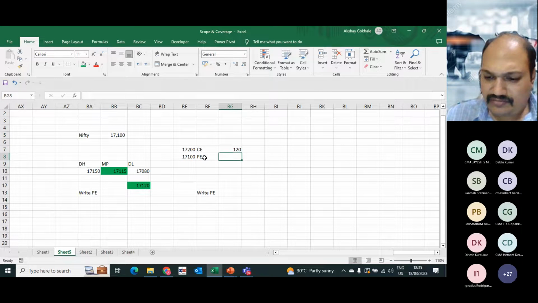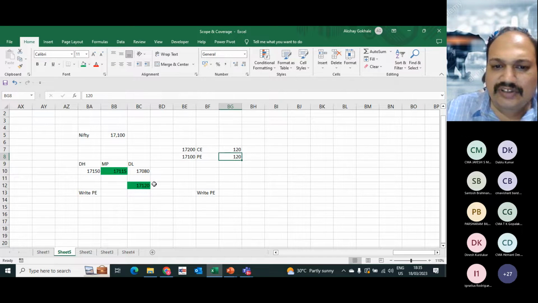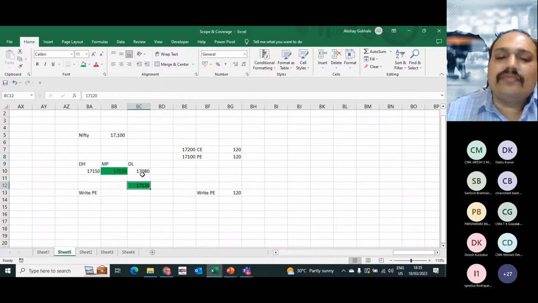Here, suppose the Nifty 17,100 put is at 120. In that scenario, you have to write the put at 120 because the market is going up. Is it clear? Yes, sir.